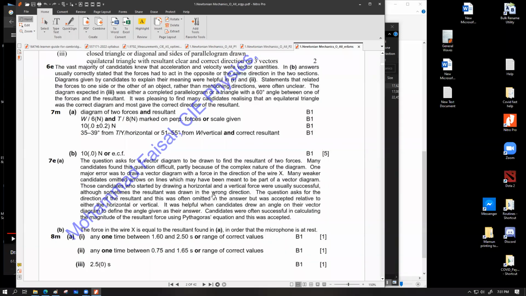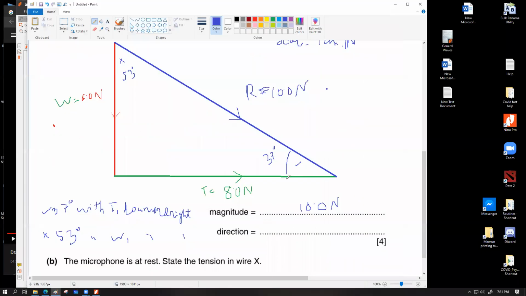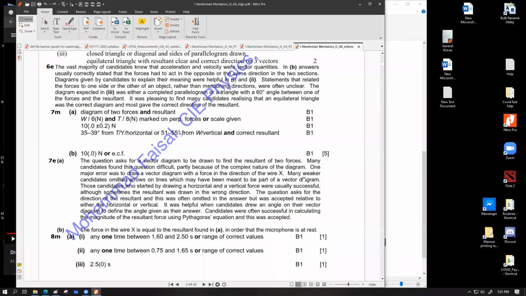Those candidates who started by drawing a horizontal and vertical forces were usually successful, although sometimes the resultant was drawn in the wrong direction. The question asked for the direction of the resultant, and this was often omitted in the answer, but was accepted relative to either the horizontal or vertical, which means you could give your answer either with the horizontal, which would be 35 to 39 degree. We can measure it to 37 degree approximately, or you could also give it with respect to W, which is vertical.